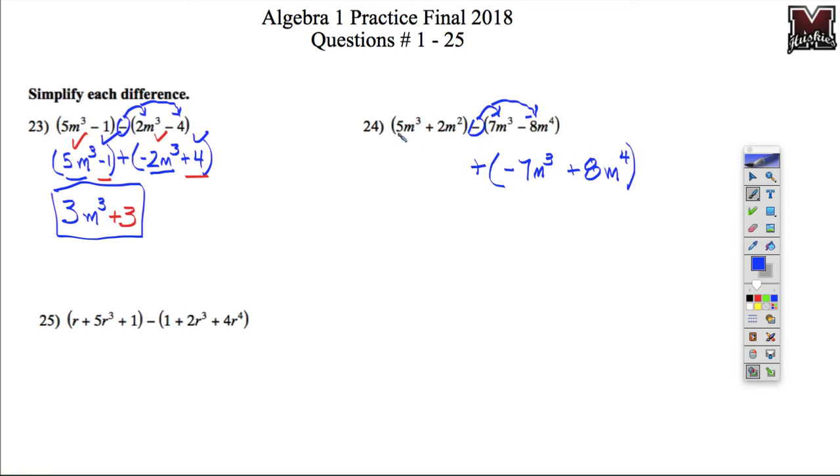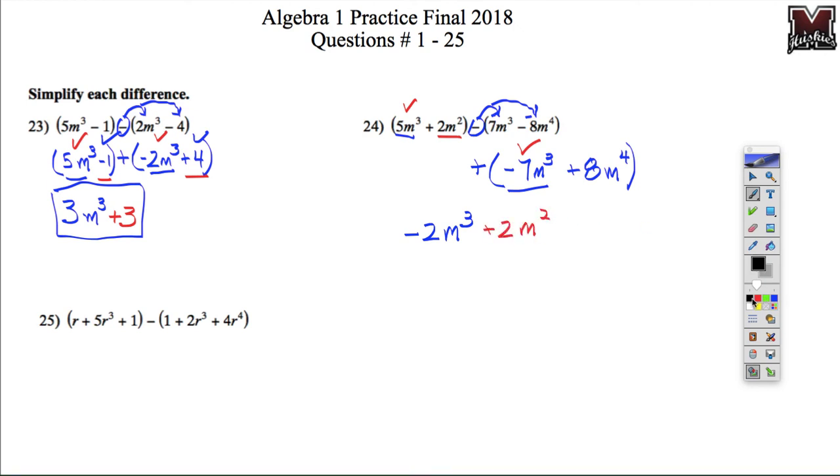Okay, so m cubed there and there. Great. So it's a 5 and a negative 7. That makes a negative 2. Negative 2m cubed. Next. Yes, we should check this off too. Next, we have m squared. So I have an m squared there. No more m squareds. If that's the only one, just rewrite it. So it's plus 2m squared.